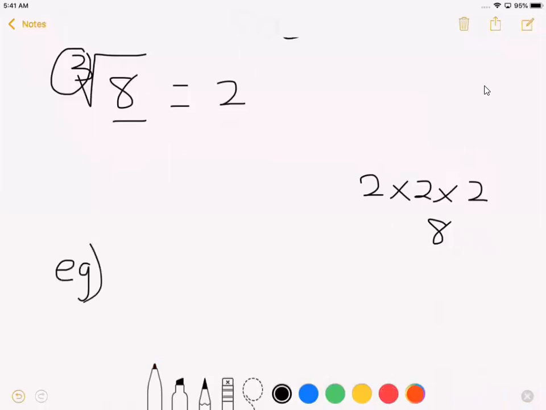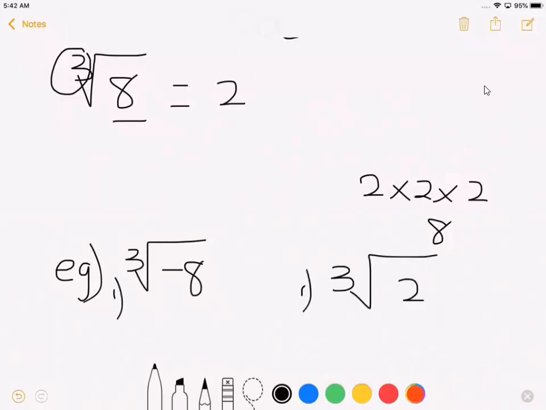I am going to do the cube root of -8 and the cube root of 8. And we said the cube root of 8 is 2, because it means we want a number so that when I multiply that number by itself 3 times, I get 8. If you say 2 times 2, you get 4. 4 times 2, you get 8.